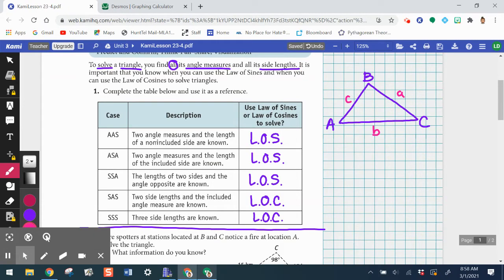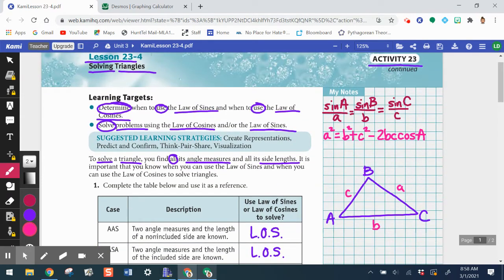So when determining which law to use, either law of sines or law of cosines, you always have to ask yourself, well, what do we have? What do we know? So before we even dive into this table, look at, for starters, this is the law of sines. The law of sines is simply a proportion.